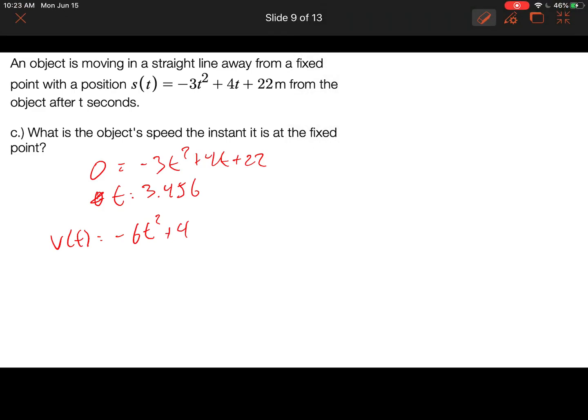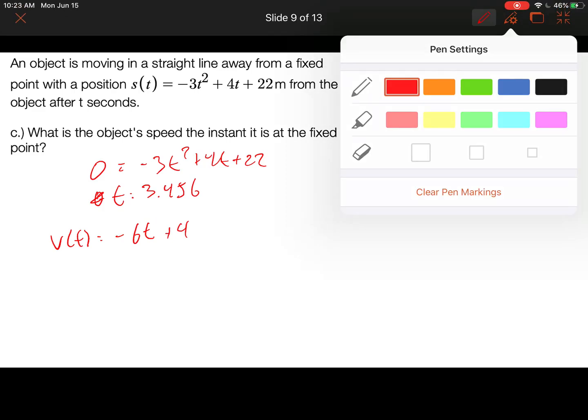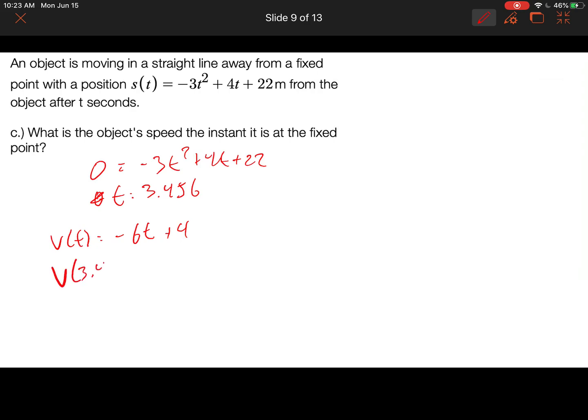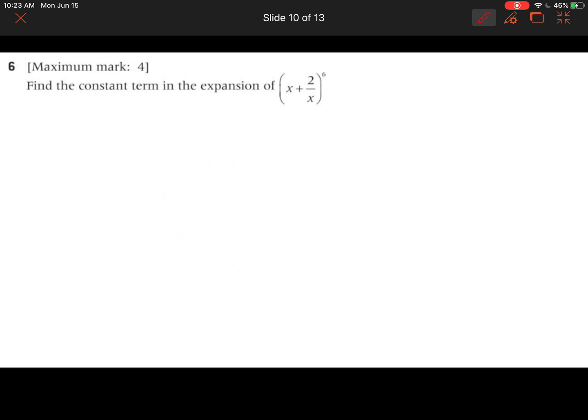And now I need to figure out the speed at this time, so my velocity function is negative 6t squared plus 4. I take that back. That is not what my velocity function is. It's negative 6t plus 4. And now find v of 3.456. And that's going to be, according to my calculator, negative 6 times 3.456 plus 4. Negative 16.73 meters, I guess it is, huh? Per second. Lovely.